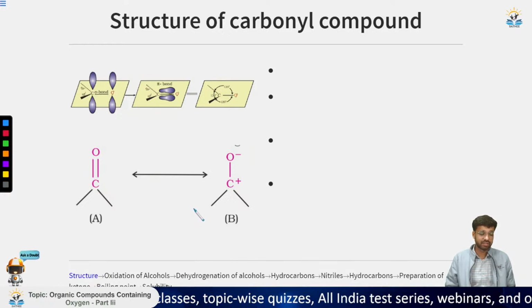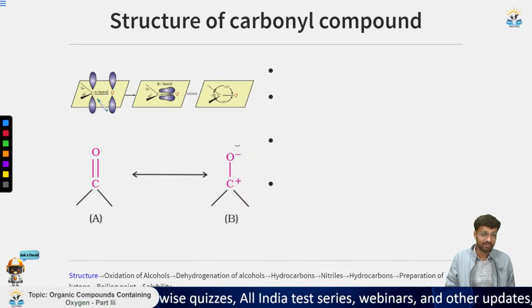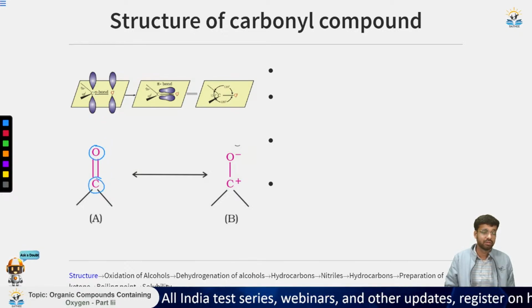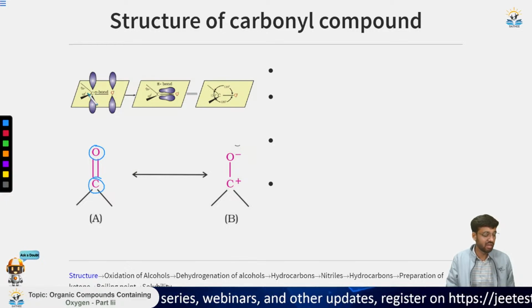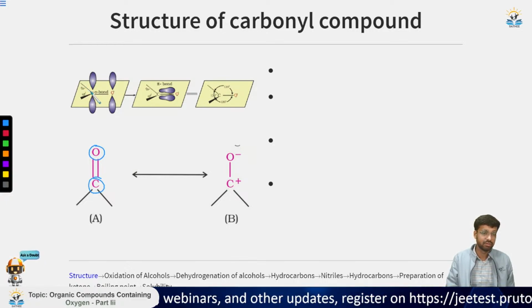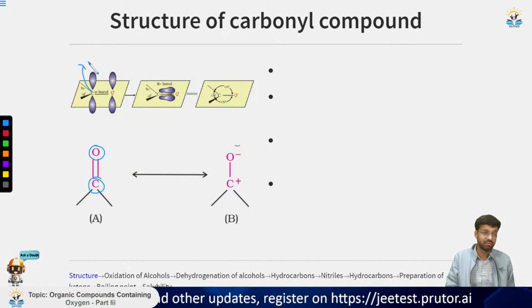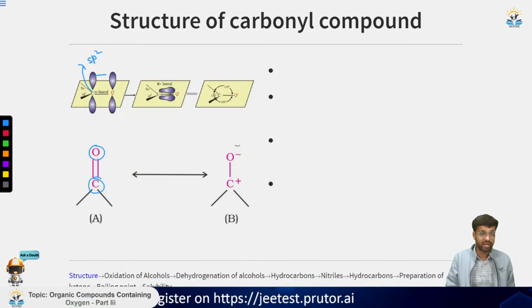Let us start with the structure of carbonyl compound. Here is the carbonyl compound that we are having. A carbon is attached by a double bond to O here. At the molecular level, we have an sp2 hybridized carbon here, because it is forming one double bond and two single bonds. The p and p orbitals form the pi bond with each other by side-on overlap, and this kind of electron cloud is formed.